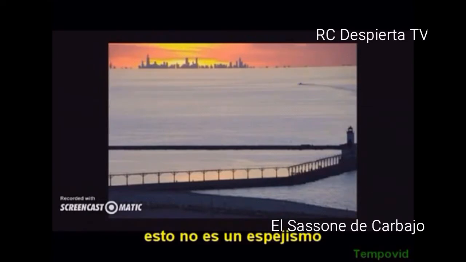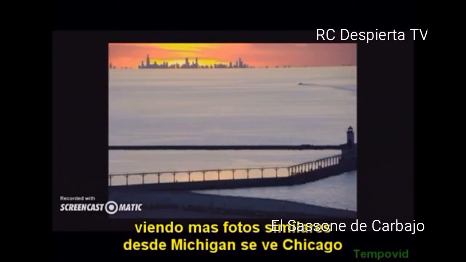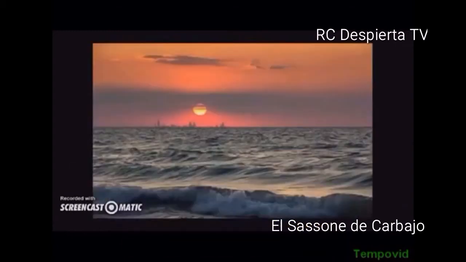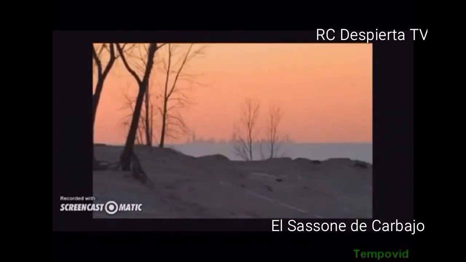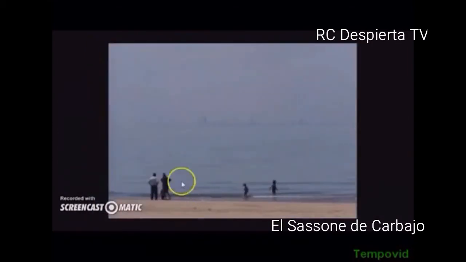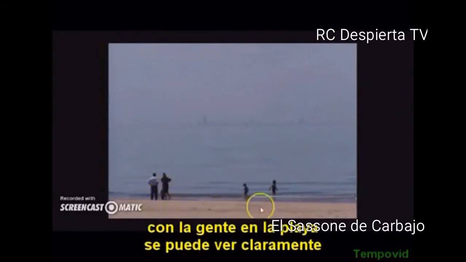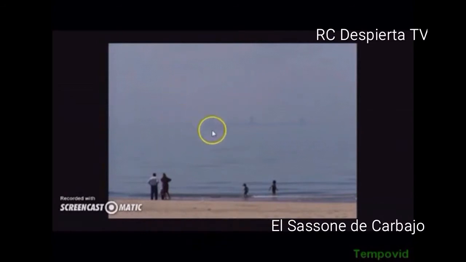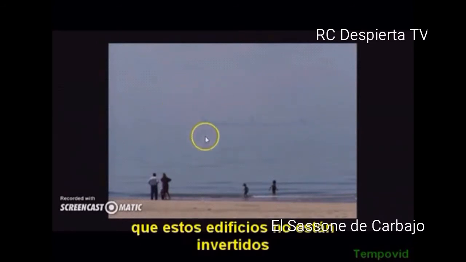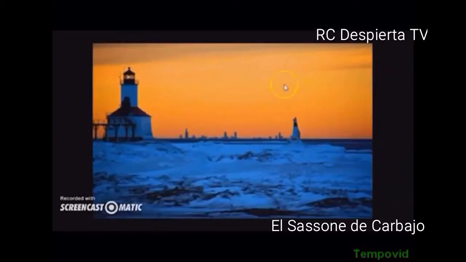This is no mirage. And take a look at some more photos here from Michigan City, Indiana, and the views of the Chicago skyline. A couple more images. And again, I point this out with the people standing on the beach. You can clearly see these are not inverted buildings. Clearly, they're there. And again, the Chicago skyline. Clearly no mirage.